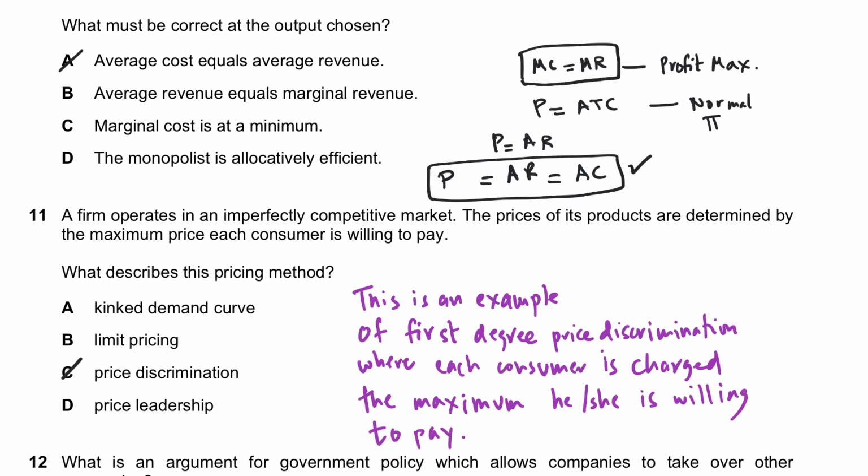This is the most profitable form of price discrimination. It is very unlikely to happen because people will not reveal what they're willing to pay. But if you are able to find what people are willing to pay, you will be making a lot of profit.